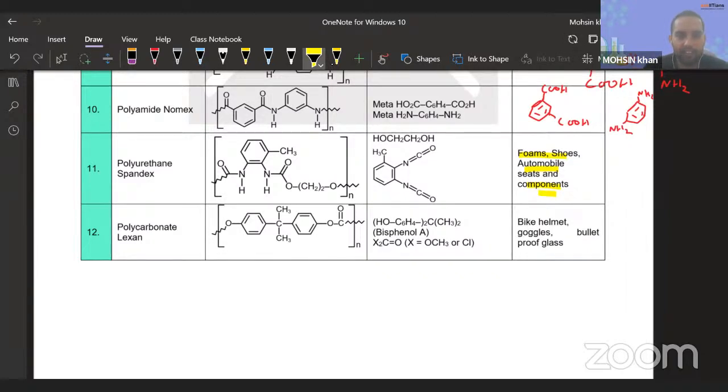The last one is polycarbonate Lexan. Polycarbonate Lexan is formed from bisphenol A and X2CO. X2CO is basically a carbonyl compound. X can be OCH3 or Cl. So you can have a look at this structure. What we have taken is bisphenol. It is like this, C, benzene.